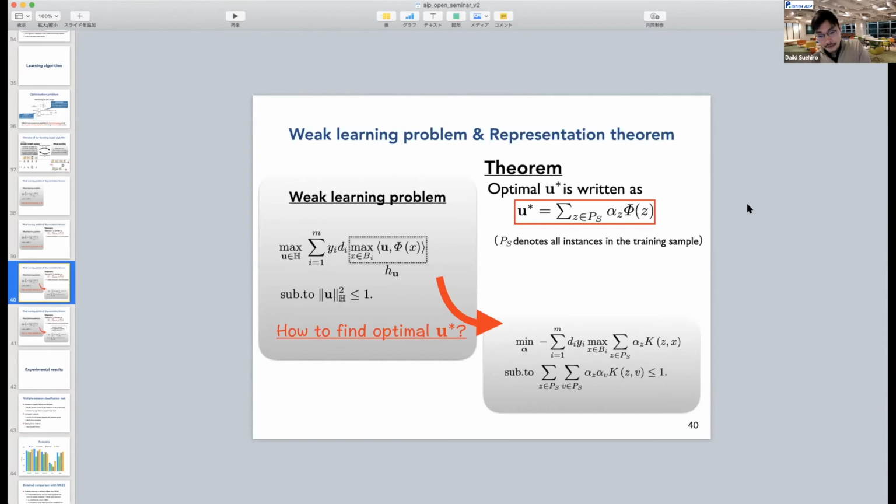Sorry. I think U is continuous, not discrete. But the original space can be discrete. Yes. Okay. Can you answer the comment on the Q&A question?